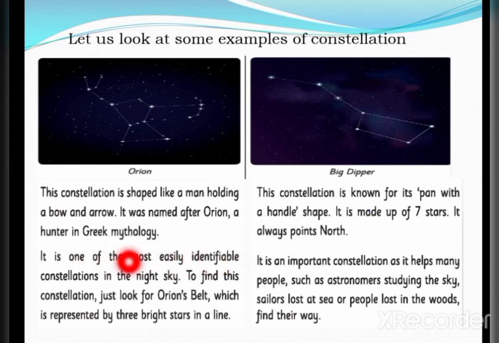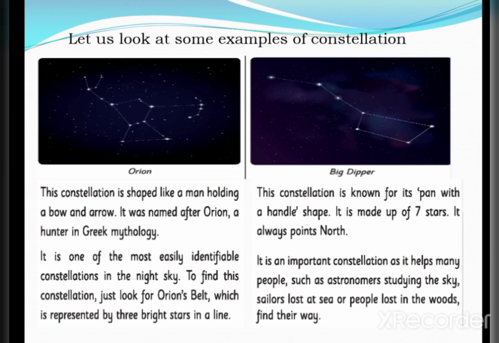To find this constellation, just look for Orion's belt, which is represented by 3 bright stars in a line.